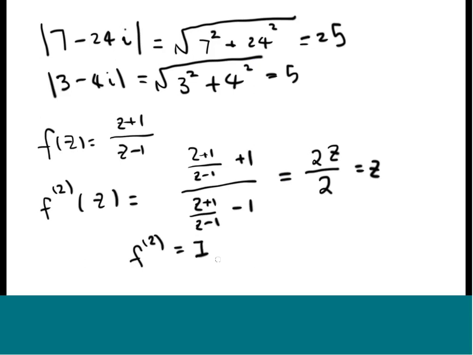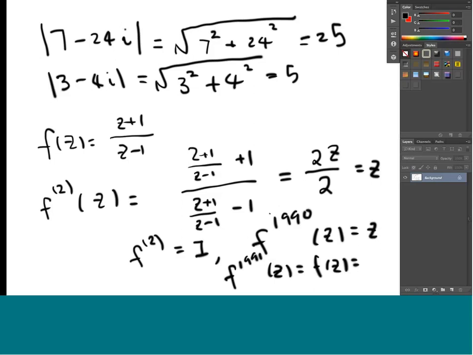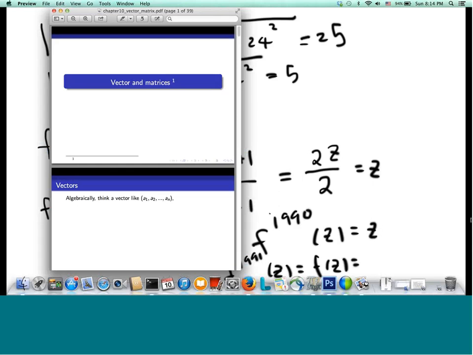So f to the 1991 is also z equals z, right? Right? Yeah. So essentially it's f^1991 of z, which is equal to f of z. Whatever this value is, that's it. Okay? Yeah. So I have to keep this, I think.